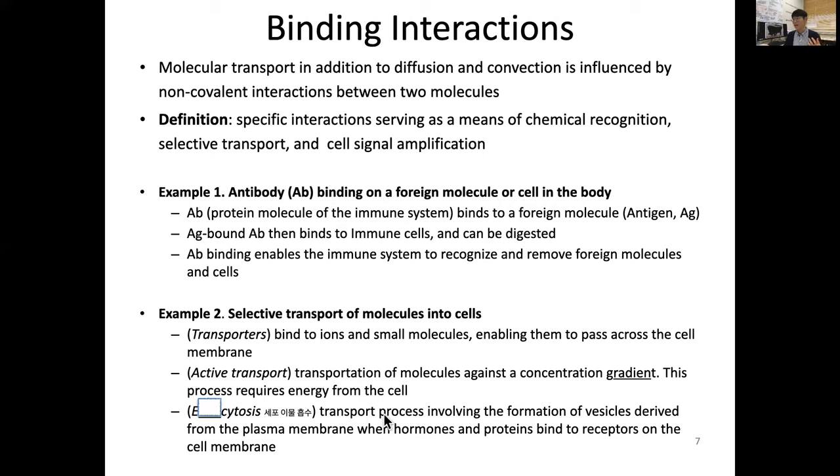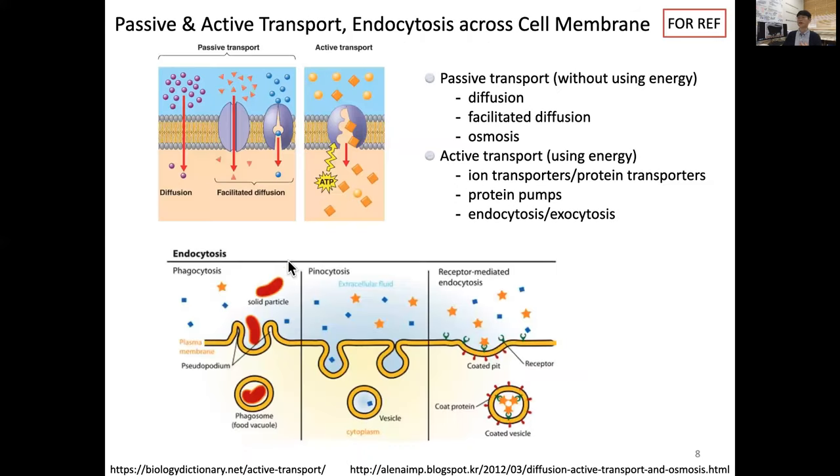Or sometimes there is a cellular process forming vesicles derived from our plasma membrane when hormones or proteins bind to receptors on the cell membrane. Then sometimes the cells take up that molecule inside, or cells can spit it out, which is called exocytosis. This is called endocytosis. It's an example of moving molecules in and out of the cell. So I have a picture here to explain passive and active transport and endocytosis across the cell membrane.